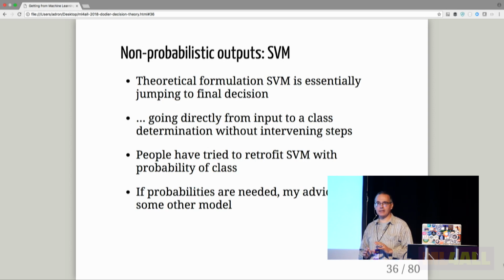So I'll very quickly mention that not all machine learning models give probabilities, and therefore not all machine learning models can be fit into this expected utility framework. An important case is the support vector machine, often used for classification. The support vector machine is essentially going straight from the inputs to the assignment of class labels and skipping the intermediate step of probability and expected utility. So if you're working in an expected utility framework, my advice is perhaps use a different classification, such as a neural network classifier.